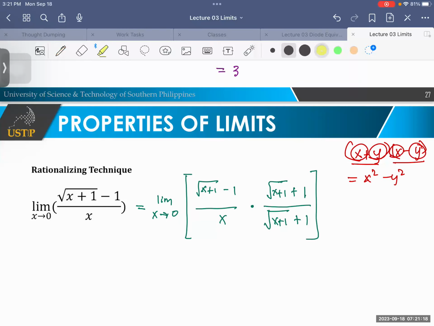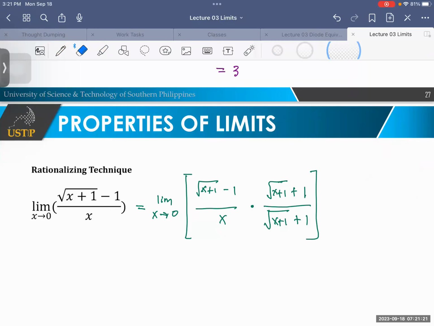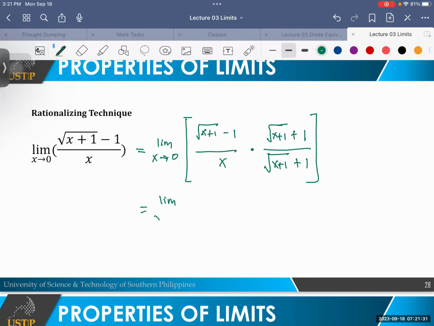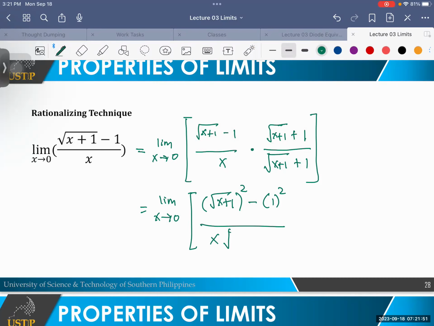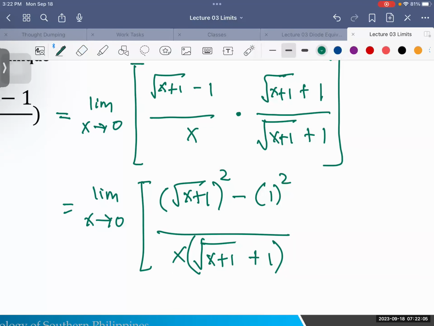So, following that logic, what we're doing in the numerator is, actually, we just rewrite it. So we have the square root of x plus 1 squared, minus 1 squared. Okay? It becomes a square because they are the same terms, and the sign will be minus. All over, the x is not multiplied, sorry, we multiply the denominator by the square root of x plus 1 plus 1. Okay? Careful with that.